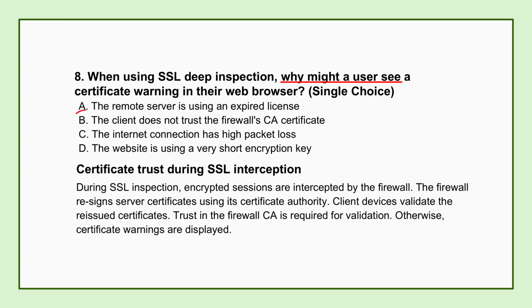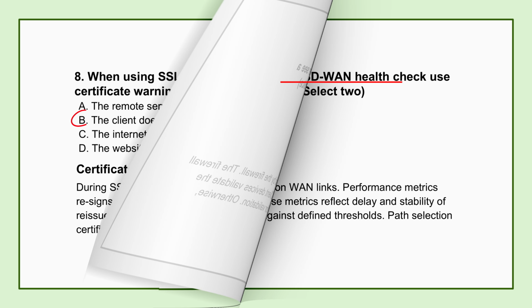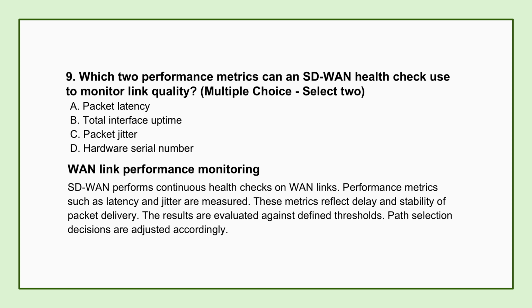So to make this work seamlessly, you have to push that firewall's CA certificate out to every single client device on the network so they'll trust it. That's the only way. Okay, let's move into modern routing with SD-WAN.